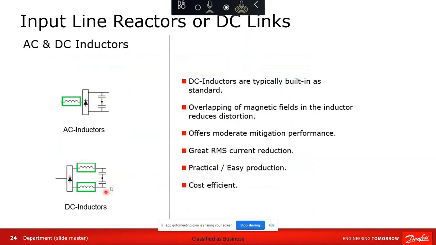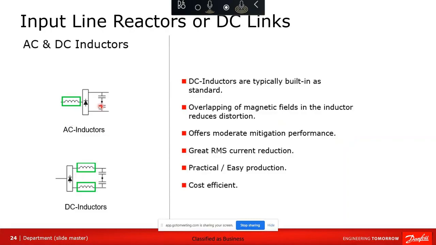The Danfoss drives do DC link reactors. I believe ABB does DC link reactors as well. Call them DC chokes, DC coils, DC inductors; they're typically built in for us. Overlapping magnetic fields in the inductor reduce the distortion. It offers moderate mitigation performance. A drive with a DC link reactor built into it will get you about 45% harmonic distortion. A drive with an AC line reactor will get you about the same 45% harmonic distortion.